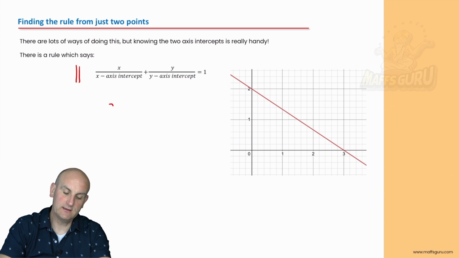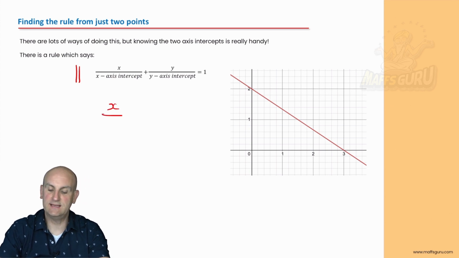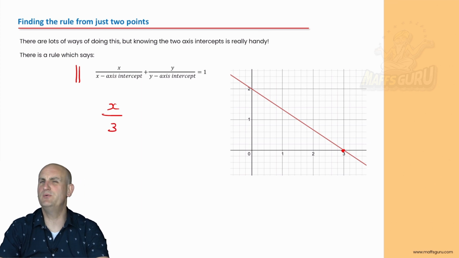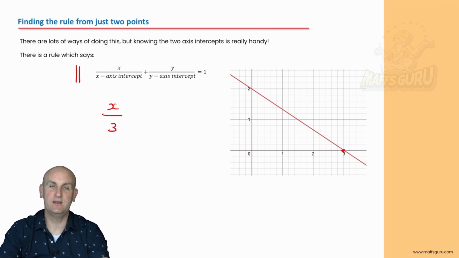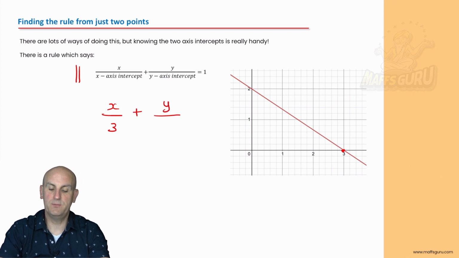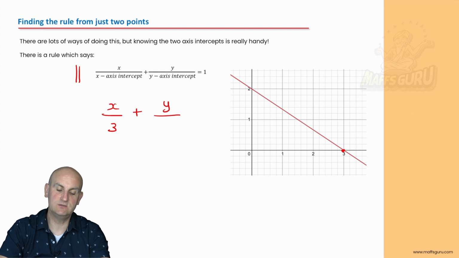So let me see, I've got to take a letter x and divide it by the x-axis intercept. Well, that value there is 3. Now you're going to turn around and say, do I put the coordinate? No, it's actually the x value. I should write that as an x value. Plus the y divided by the y-axis intercept. So in that situation, it's 2, is equal to 1.